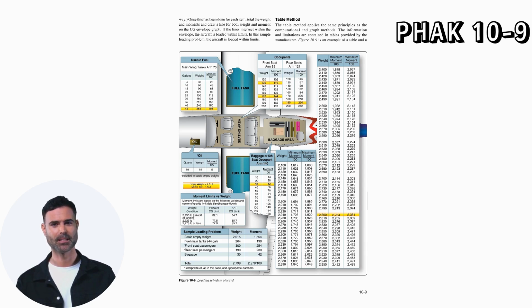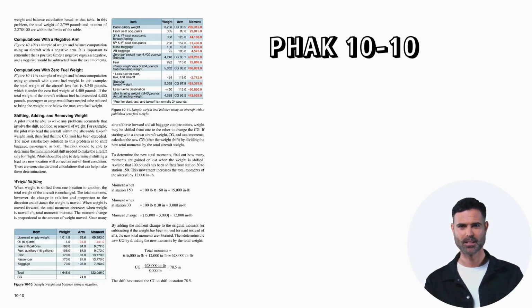Figure 10.9 is an example of a table and a weight and balance calculation based on that table. In this problem, the total weight of 2,799 pounds and moment of 2,278 over 100 are within the limits of the table.